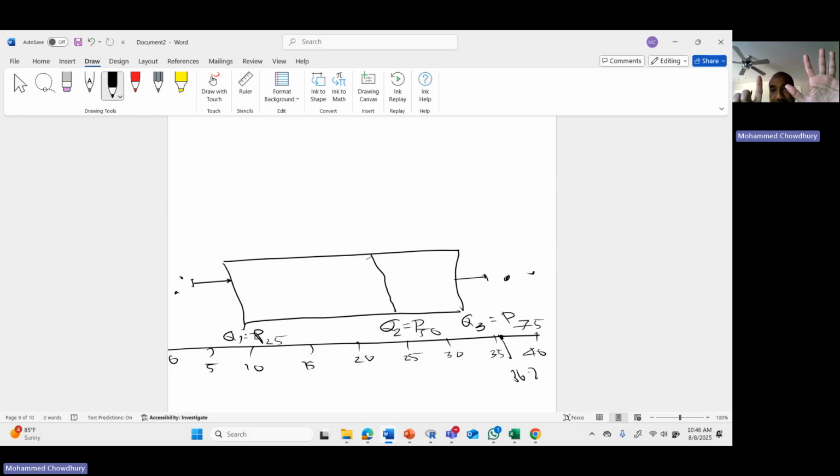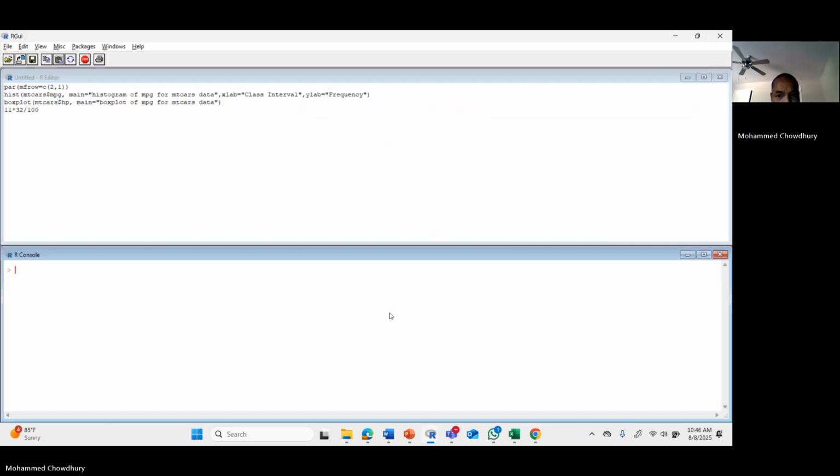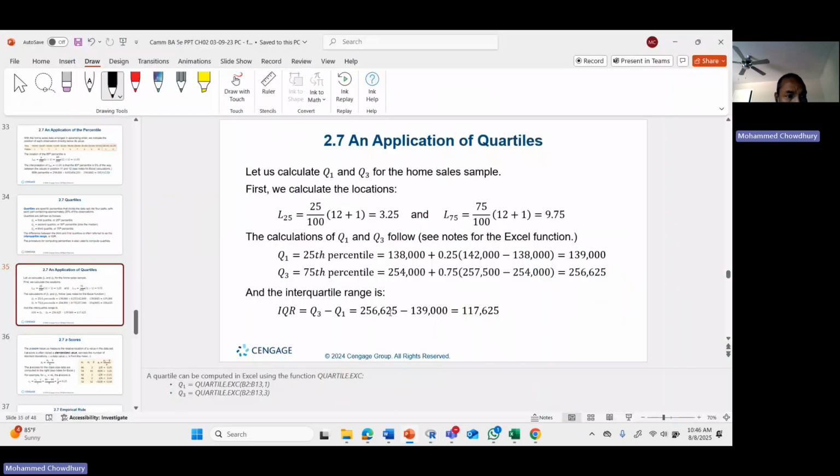And the remaining 6 measures you can take from the box plot: minimum, maximum, first quartile, second quartile, third quartile, and outlier. So these 8 statistical measures you can find when you draw the box plot and histogram side by side. Okay, I think these are the discussions about that.